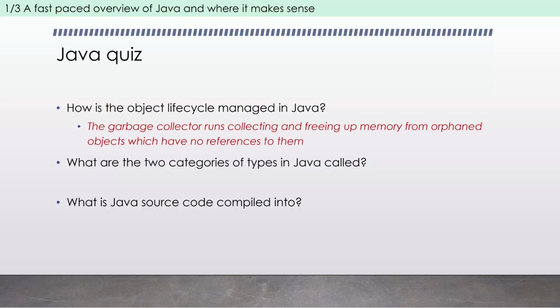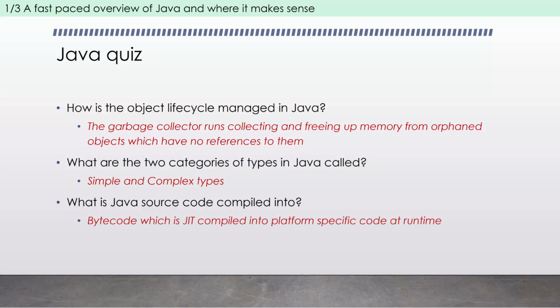So, object lifecycle is managed by the garbage collector. We've spoken about it freeing up the memory from orphaned objects, which are objects which no longer have any references or pointers to them. The 2 categories of types are simple and complex, which we're going to talk about in a little bit. And the Java source code is compiled into bytecode, which is then JIT compiled into platform-specific code at runtime.